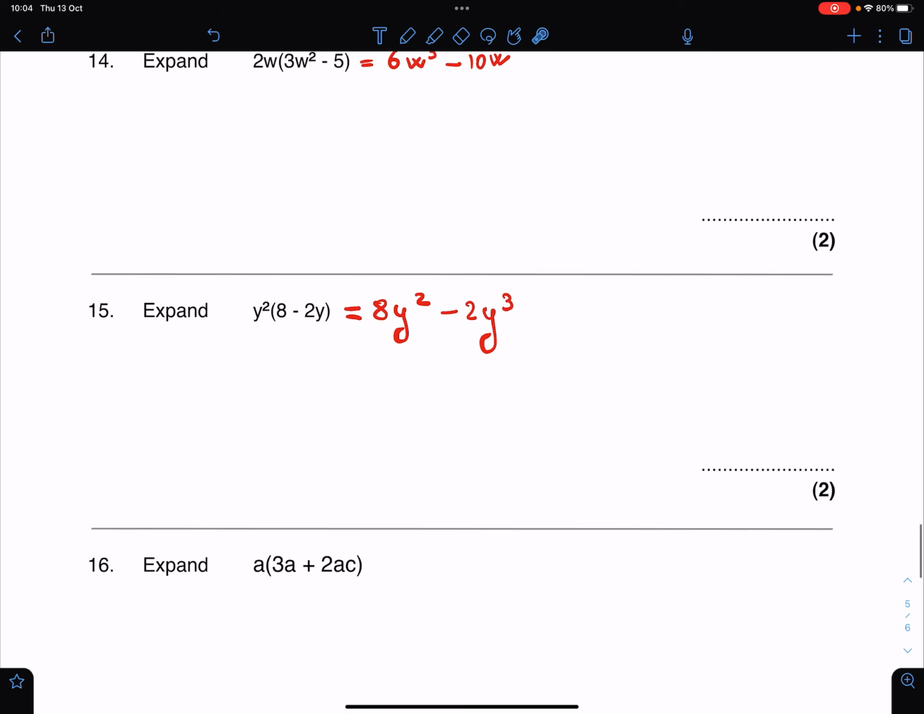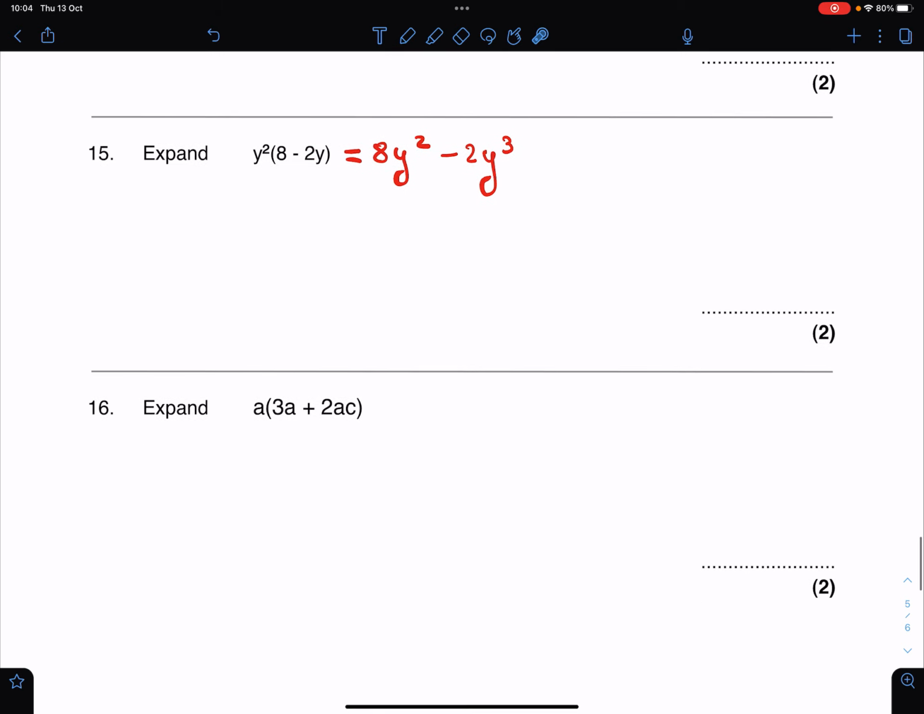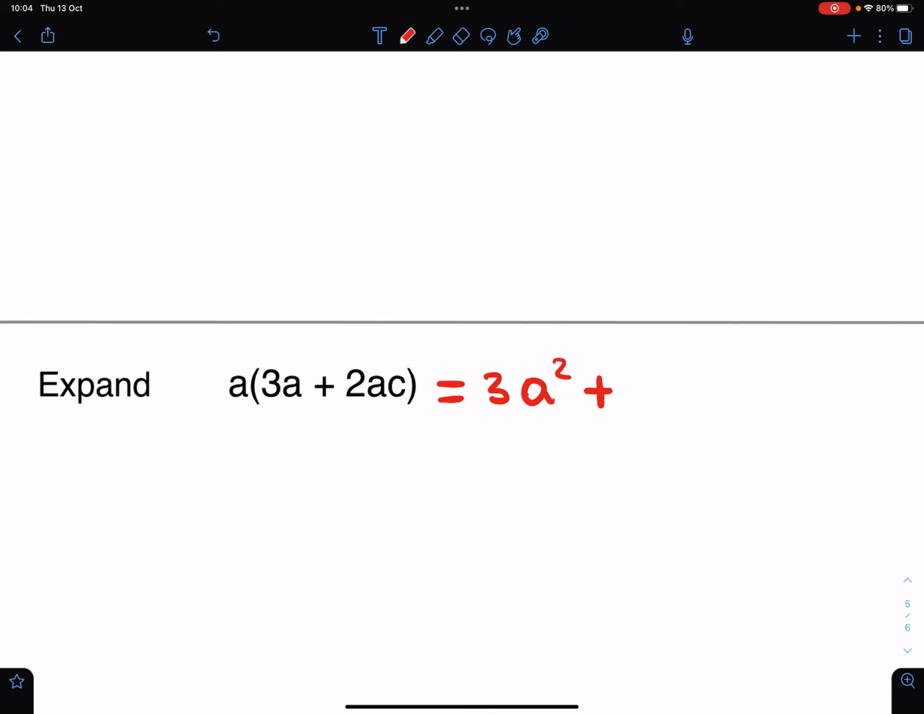And Antoine. I said just Antoine, sorry. Yes. 3a squared plus 2ac. But there is an a that you are multiplying, and we have the a over here. 2a squared c. 2a squared c. Gracias, Antoine.